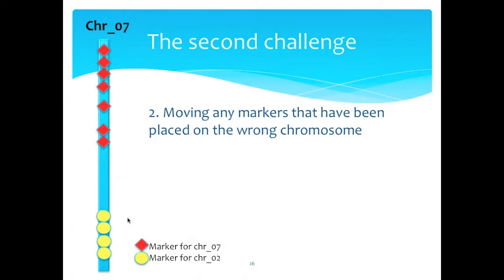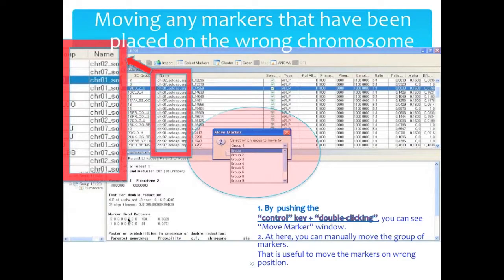So in this case, I need to move any markers that have been placed on the wrong chromosome. Please look at this example. In this case, the markers from chromosomes 2, 7, and 1 are on the same chromosome. So to move these markers, I just push the Ctrl key plus double click. I get this move marker window, and here I can manually move the markers that have been placed in the wrong place.